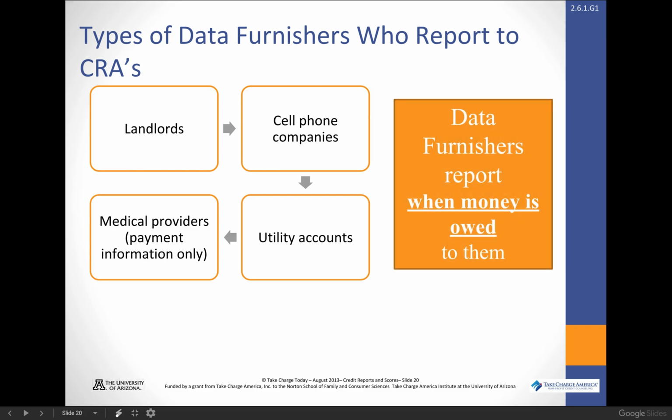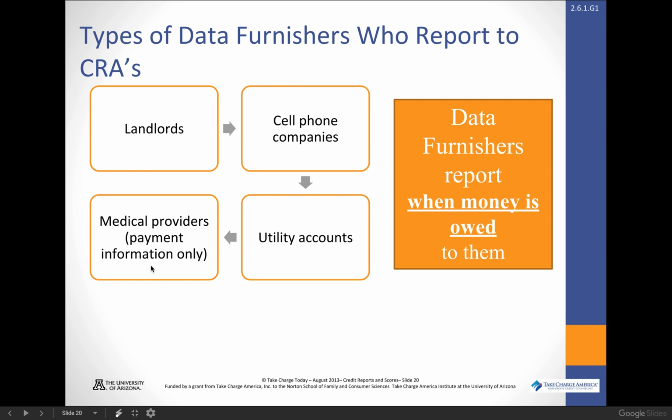And then there are what we call data furnishers, and they are also going to report to credit reporting agencies. They do not have to be credit based, but they are going to still report to these CRAs if you owe them money that you have not paid. So if you are renting an apartment, your landlord is going to report to a CRA if you have not paid your rent for the last couple months. The same with your cell phone or your utilities like your electric, your water, your gas, your trash company. They're going to report to a CRA if you have not paid your bill.